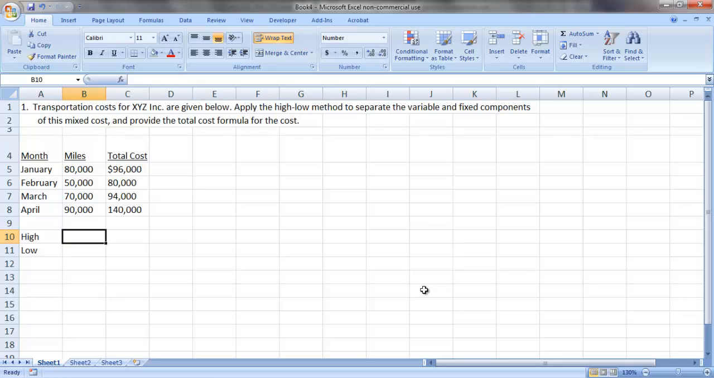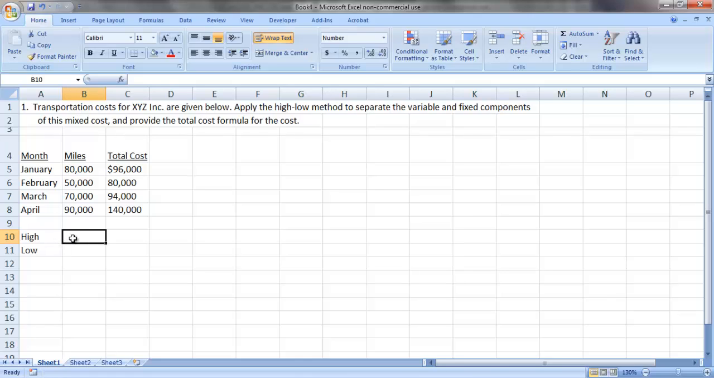In this demonstration, we are going to look at how to apply the high-low method to separate a mixed cost into its variable and fixed elements, and also how to develop the total cost formula for that mixed cost so we can predict the total cost at any given point of activity. If we look at our example problem, we see that transportation costs for XYZ are given below. We're going to apply the high-low method to this transportation cost data to determine the portion that's variable and the portion that's fixed, and then we'll develop the total cost formula for transportation.